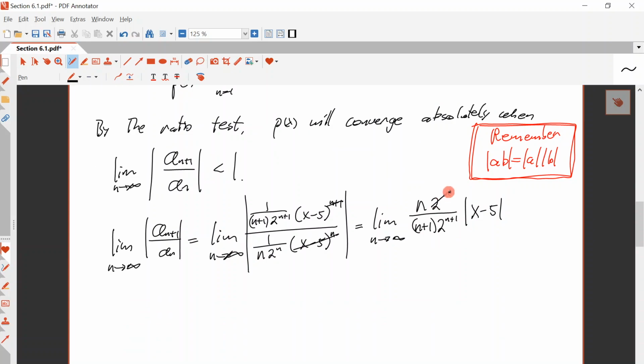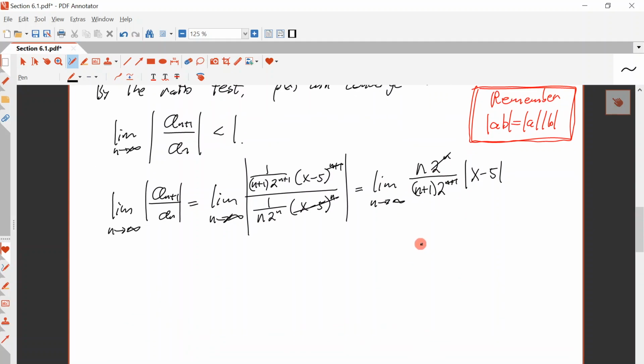Here, the 2 to the n and the 2 to the n plus 1 cancel. So we're left with the limit as n goes to infinity of n over n plus 1 times a half times x minus 5. And as n goes to infinity, this is 1, and then this is a half, and this is x minus 5. Remember, n is going to infinity, not x.